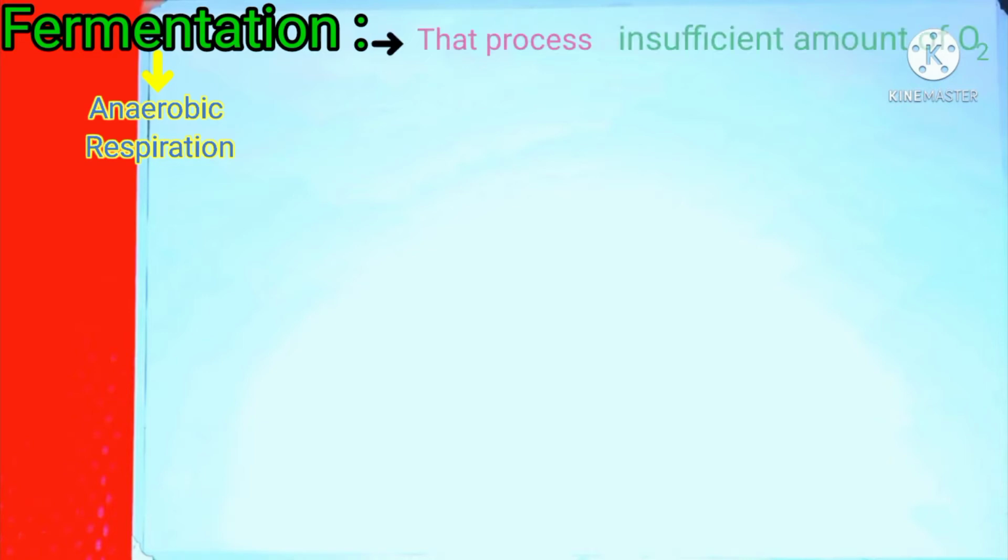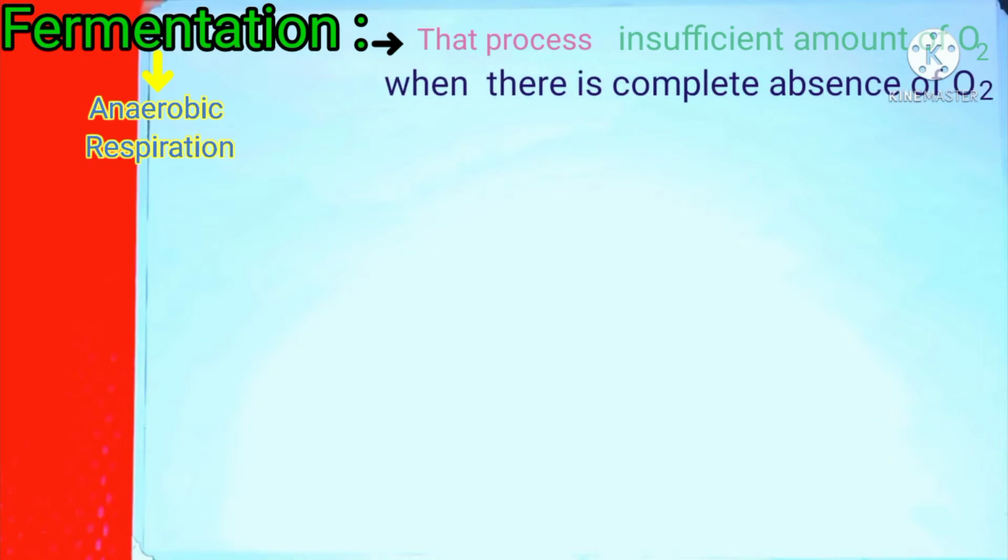Let's come back to our topic, that is fermentation. Fermentation is related to anaerobic respiration, meaning that fermentation is that process when there is a deficient amount of oxygen, or fermentation happens when there is complete absence of oxygen. So the fermentation process happens in less amount of oxygen or in the complete absence of oxygen. As fermentation is related to anaerobic respiration, we know that the respiration which occurs in the complete absence of oxygen is termed as anaerobic respiration.